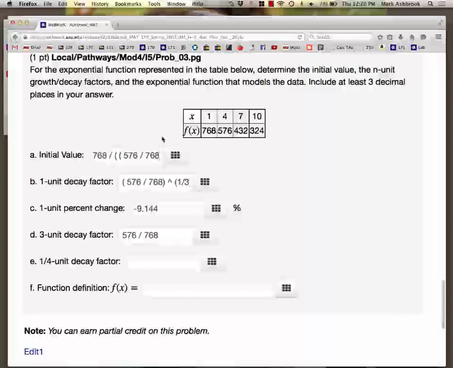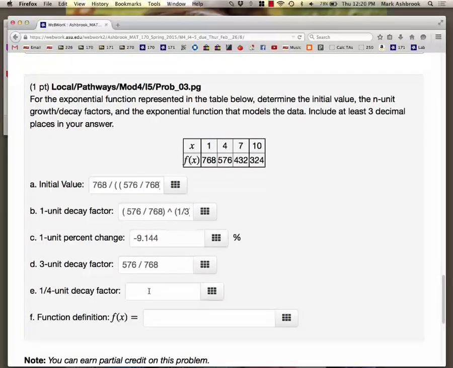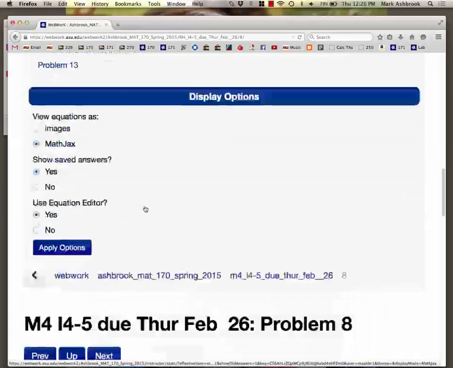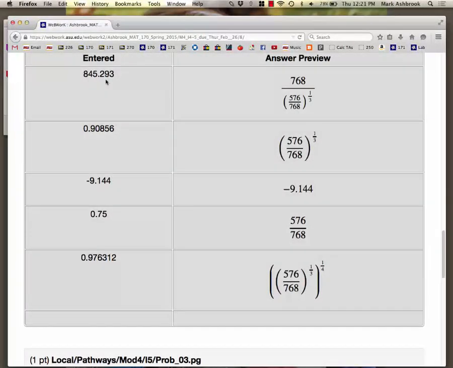Don't forget it's there. All right, the 1/4 unit decay factor is going to be the 1 unit decay factor raised to the 1/4. Function definition. Now x is the input. So which growth factor are we going to use? Let's go back and get that. I'm going to do the preview and pull off this. I don't want to write that expression for the 845.293, which is my initial value.